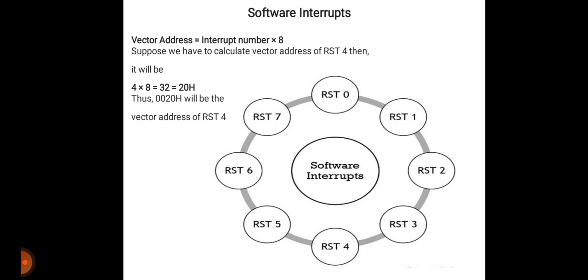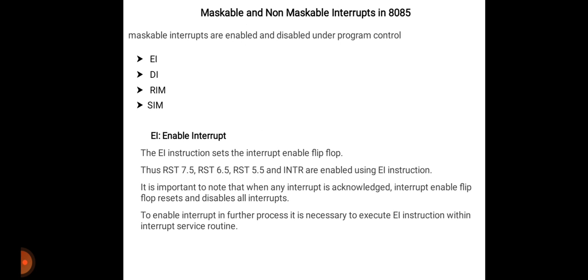The 8085 has 8 software interrupts as I told you, that is RST0 to RST7. The vector address for these interrupts can be calculated as the interrupt number times 8 equals your answer, that means the vector address. The next one is maskable and non-maskable interrupts.